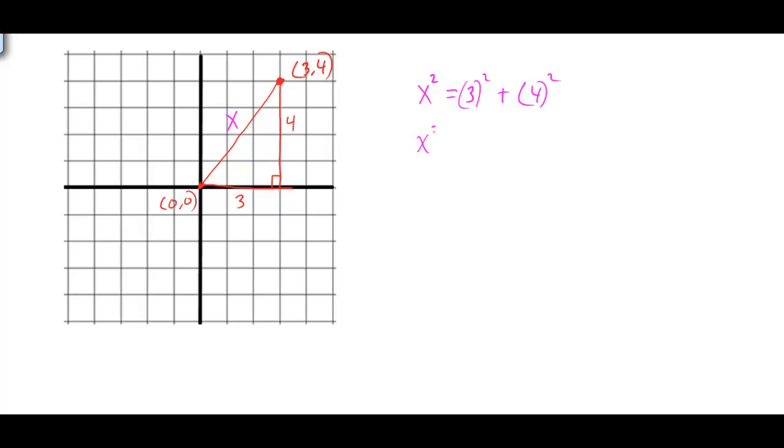And we would get x squared equals 9 plus 16. So we have x squared equals 25. And once again, we would have to take the square root of both sides. Keep it in mind, it would really be plus or minus. And again, because we're looking at the distance, we're going to use a positive 5. So here we have x is equal to 5.